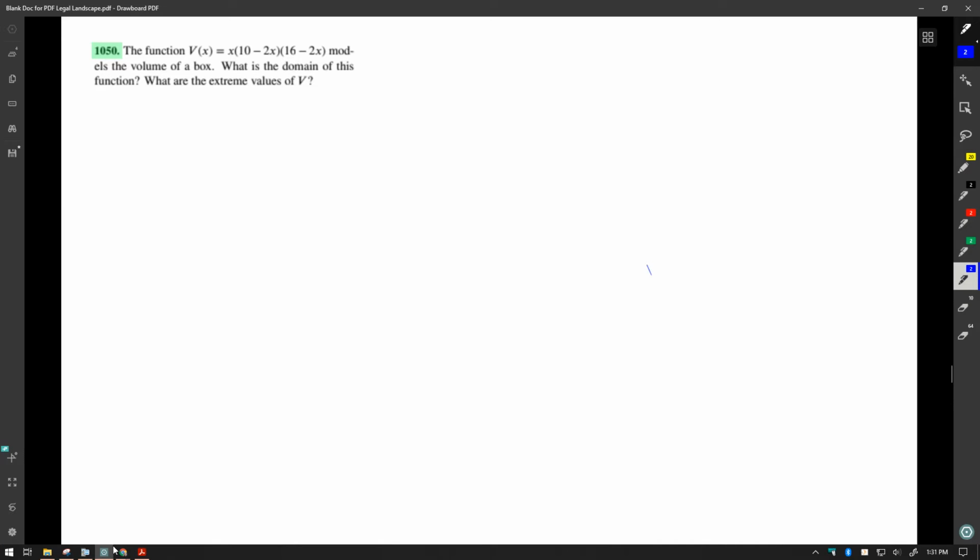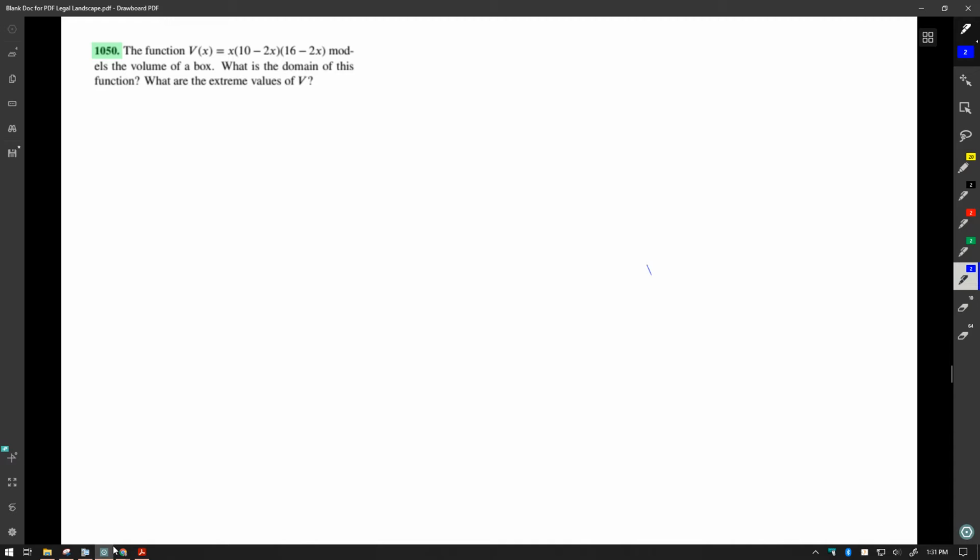All right, here's 1050 from the calculus workbook sheet on the extreme value theorem. We've got the function v of x is equal to x times (10 minus 2x) times (16 minus 2x), and it models the volume of a box. What is the domain of this function, and what are the extreme values of v?